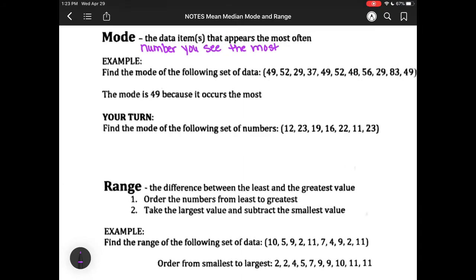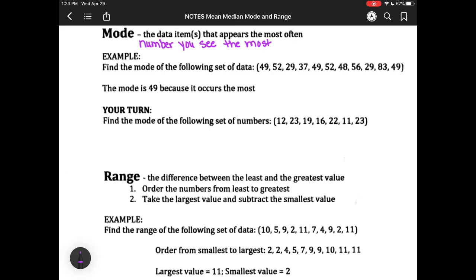Find the mode of the following data set. And it gives you a big long set of numbers there: 49, 52, 29, 37, 49, 52, 48, 56, 29, 83, 49. And it says the mode is 49 because it occurs the most.